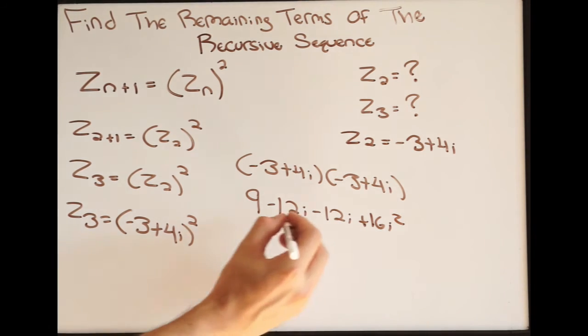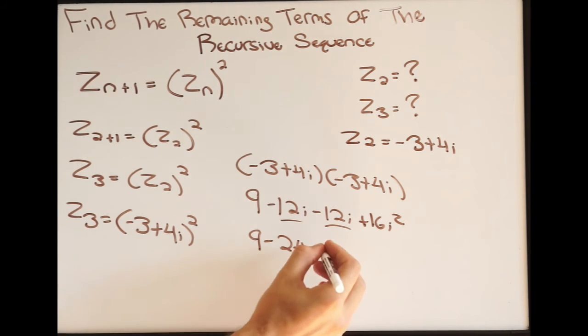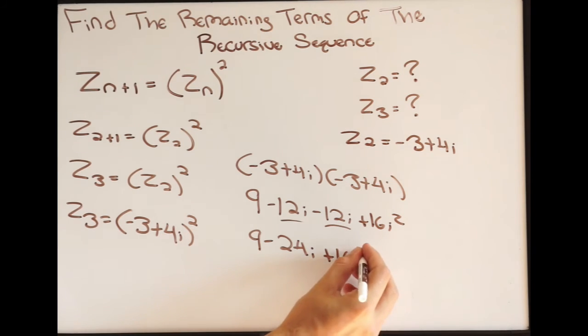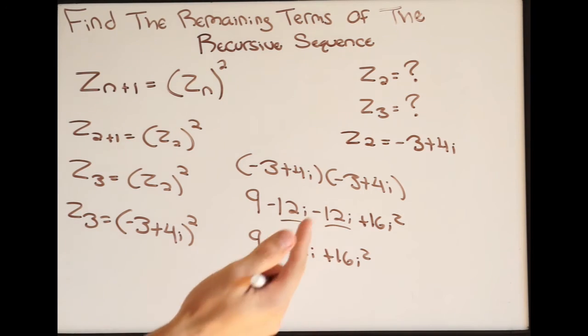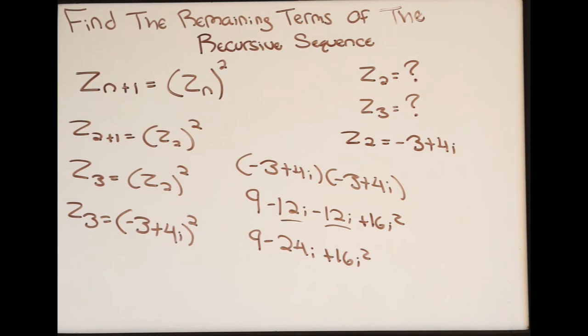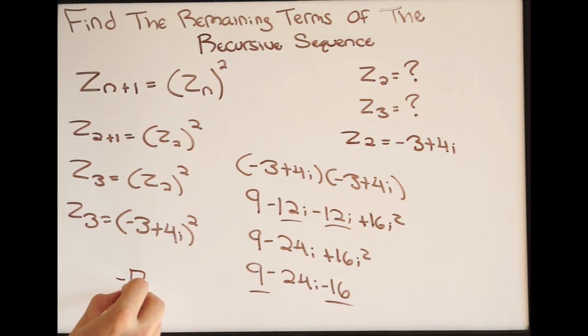Let's go ahead and combine our like terms here and here. So we get 9 minus 24i plus 16i squared. Again, we have an i squared. Let's go ahead and replace that with negative 1. So we know that that's going to give us negative 16. So we get 9 minus 24i minus 16. Again, we have like terms here and here. So we're just going to go ahead and combine those. So we get 9 minus 16. That's going to give us negative 7, right? And we just have negative 24i.